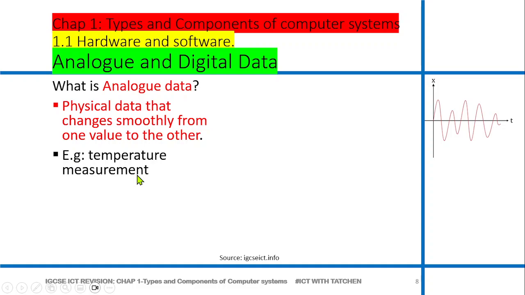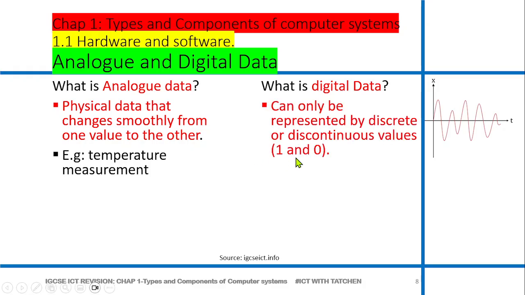If you measure a temperature of something, typically it's in analog form, but it could be converted to a digital form depending on the kind of thermometer you're using. So the next thing we want to look at is, what is digital data? Digital data can only be represented by discrete or discontinuous values. So digital data is only 1 and 0. Don't forget this: computers only understand ones and zeros. Ones and zeros, that's the only thing a computer understands.